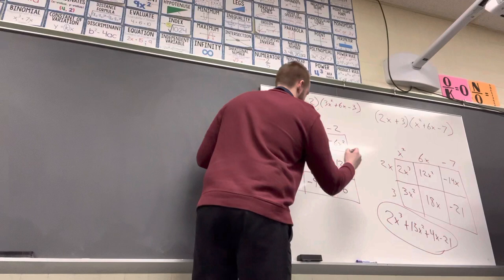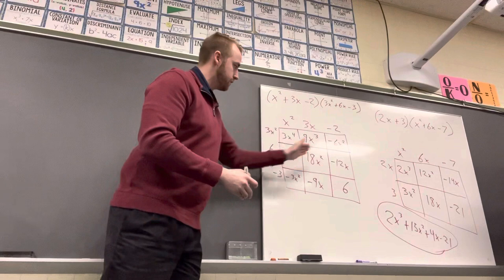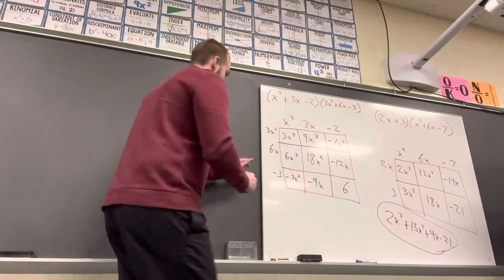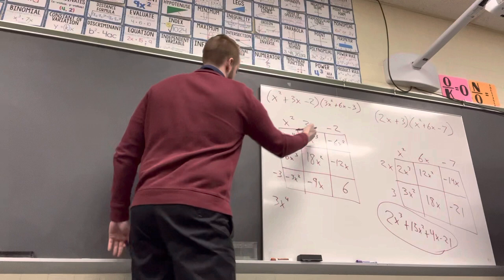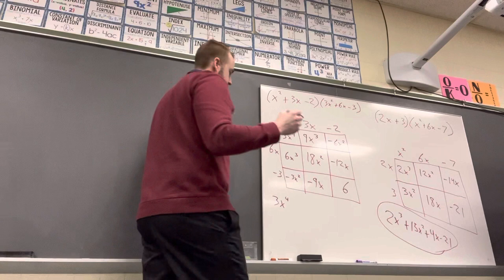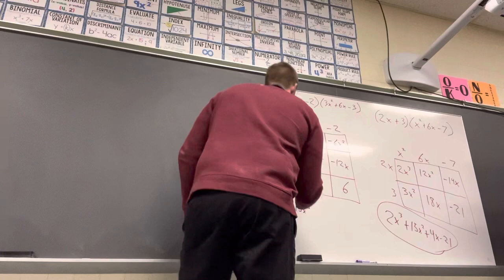And do we still see, right? Everything lines up diagonally, right? x to the fourth, x cubed, x squared, x, and constant, right? So, we have no other x to the fourth, so we'll bring it down. 3x to the fourth. Then we'll go with our third. What, 9 plus 6? 15, right? So plus 15x to the third. So that row is done, right?